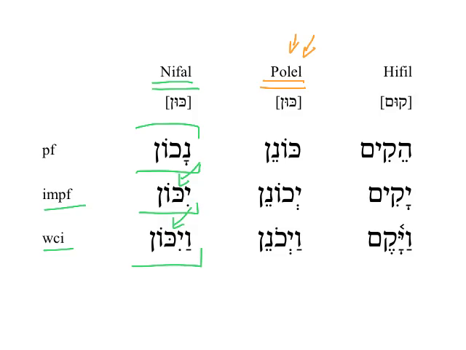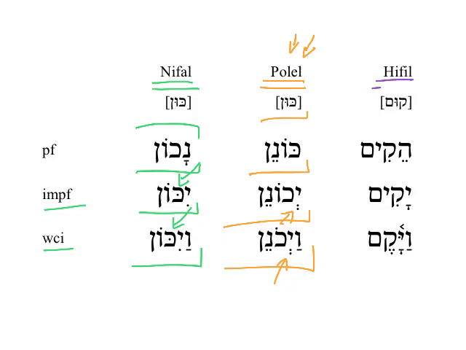So if we take the word kun again, to establish, in the polel, we'll notice that the perfect form reduplicates the lamed letter, the nun, so that we have konen, or in the imperfect, yekonen, and in the vav consecutive imperfect, vayekonen. And we can see that it's the polel because of the expected shva under the prefix pronoun.